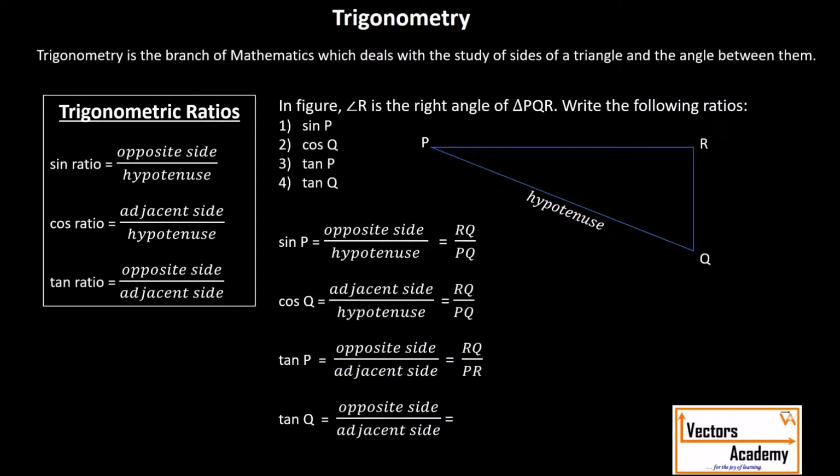Similarly, let's try and get the tan of angle Q. The opposite side for angle Q should be PR, whereas the adjacent side for angle Q should be equal to RQ.